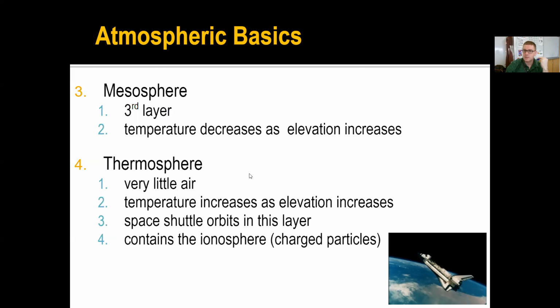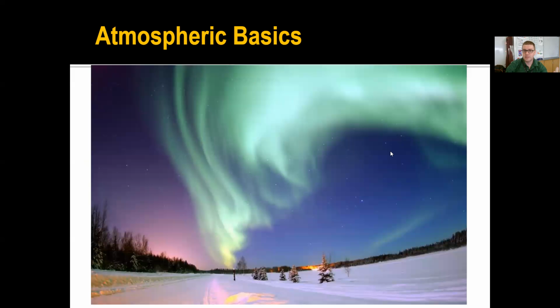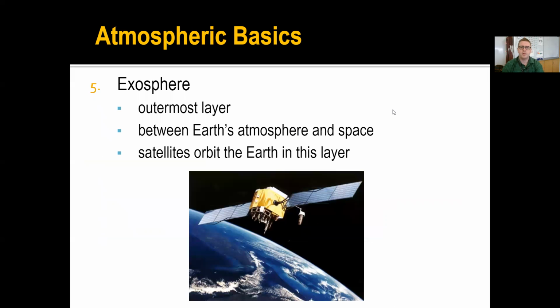So the thermosphere is the layer of the atmosphere that generates the auroras because of those charged particles. When solar storms hit the planet, those charged particles do their thing and we get very pretty images like the one seen here in this picture. The last layer is the exosphere. This is the last bit of Earth's atmosphere right before we get to space. And this is also the layer of the atmosphere that contains our satellites.